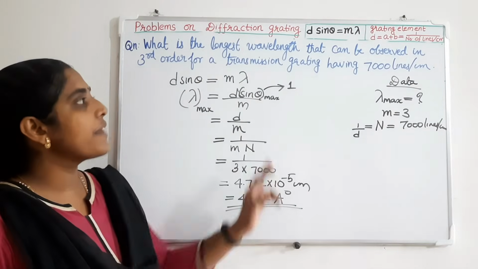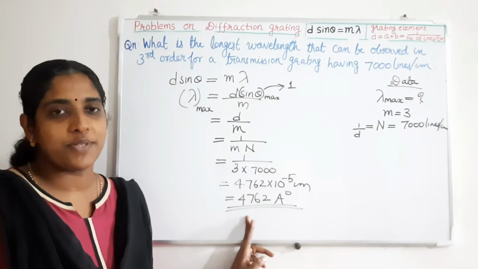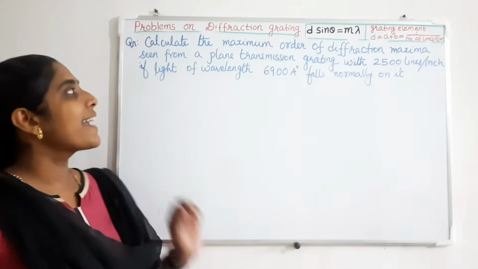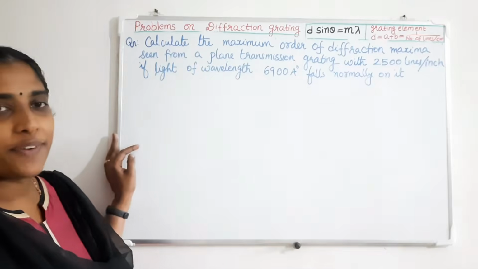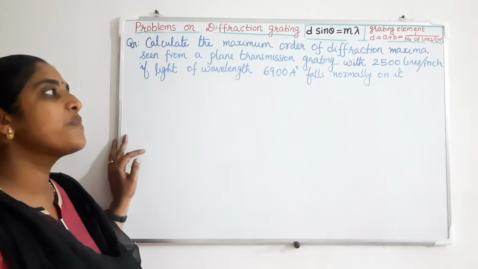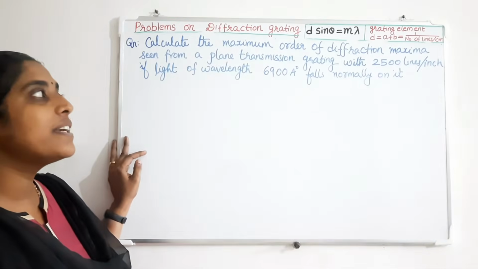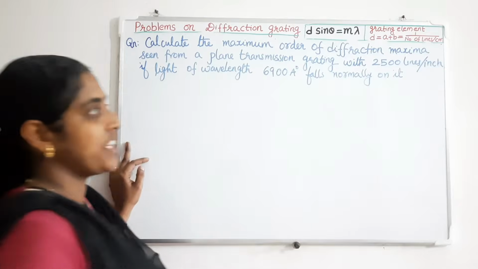Okay, so the longest wavelength corresponding to this question is 4762 Armstrong. See the next question. Calculate the maximum order of diffraction maxima seen from a plane transmission grating with 2500 lines per inch if light of wavelength 6900 Armstrong falls normally on it.